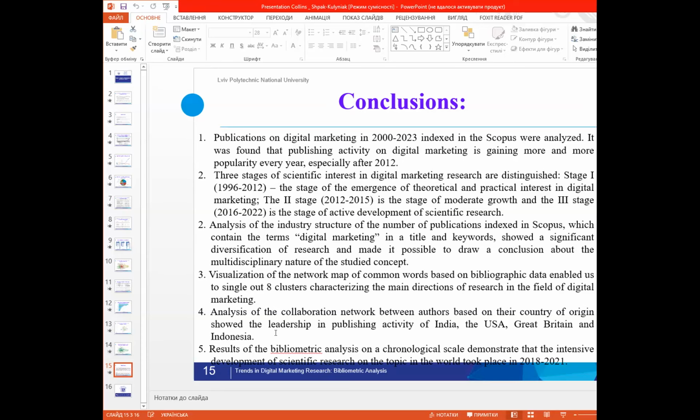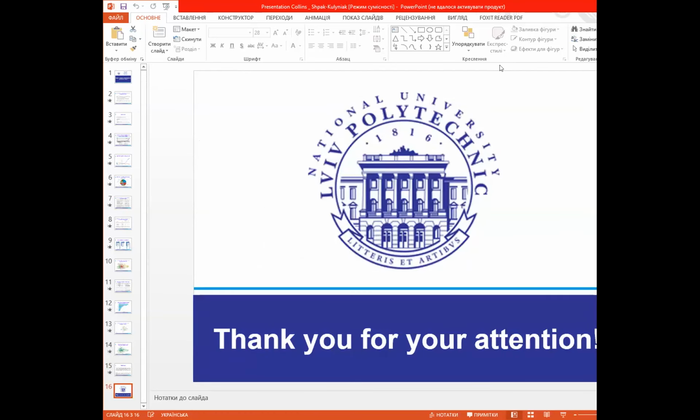And it was shown that India, United States, Great Britain, and Indonesia are leading in this sphere. And results of the bibliometric analysis on a chronological scale demonstrated that the intensive development of scientific research on the topic in the world took place in the recent 5 or 6 years. Thank you for your attention. Any questions?